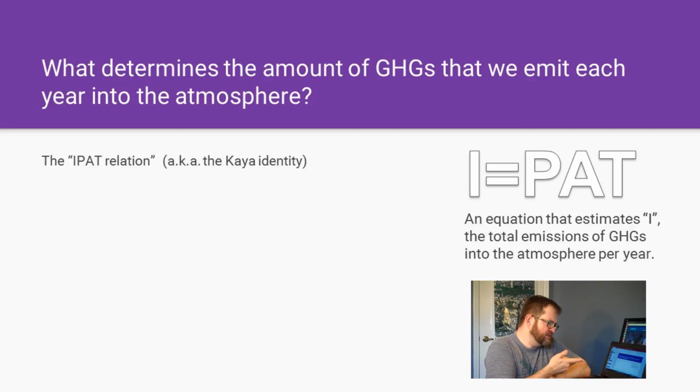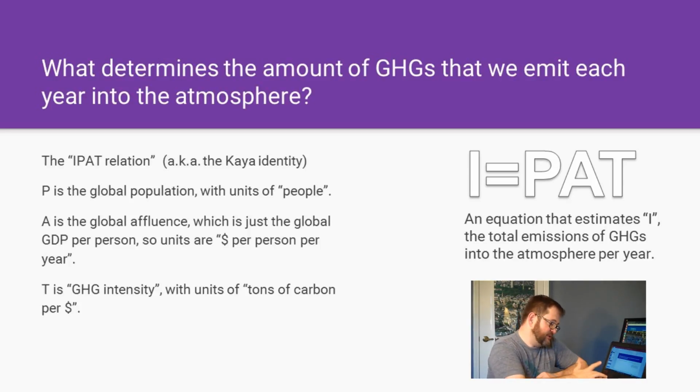Now, this of course is how we can combine these three terms into the IPAT relationship, more formally known as the Kaya Identity. I don't know if it's pronounced Kaya or Kaya. Kaya, I forget his first name, I think it's Hideki, is an economist, I believe, in Japan who first articulated this idea. It is an equation that quantifies the total amount of emissions of greenhouse gases into the atmosphere per year, based on population, affluence, and technology, where population is literally just with units of people.